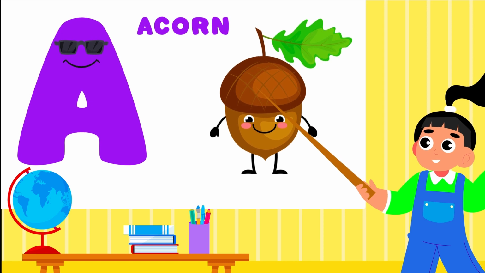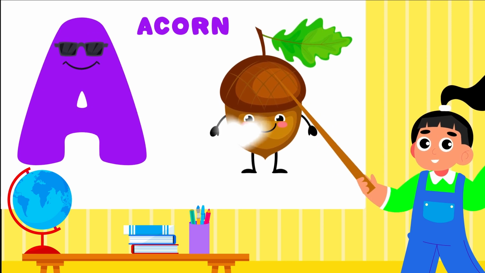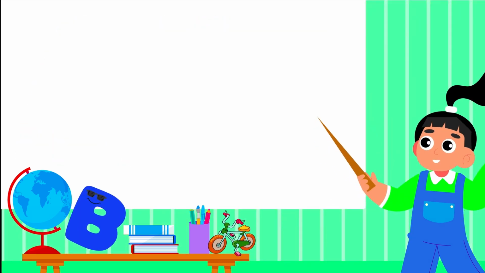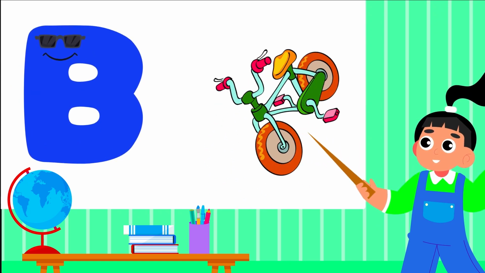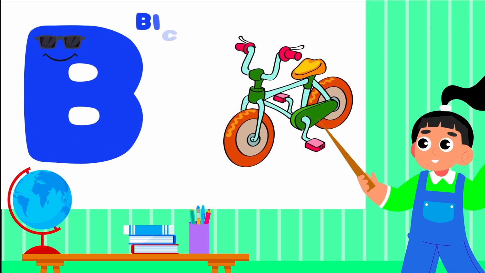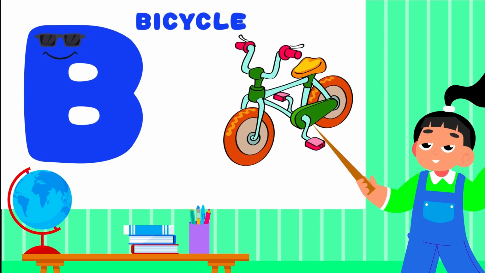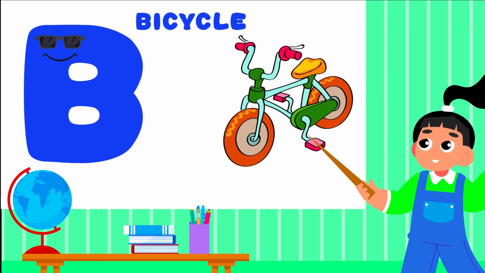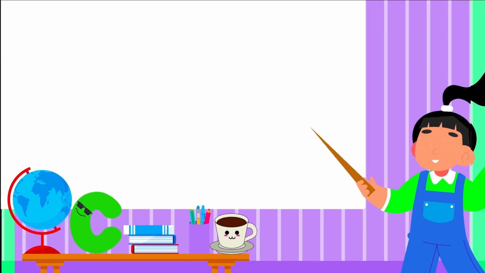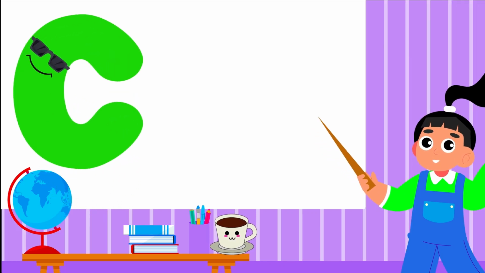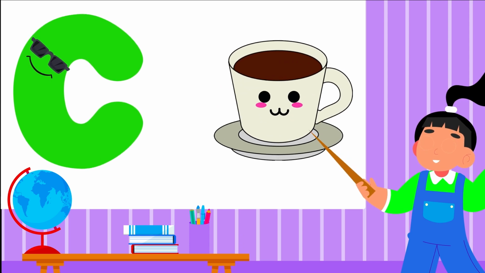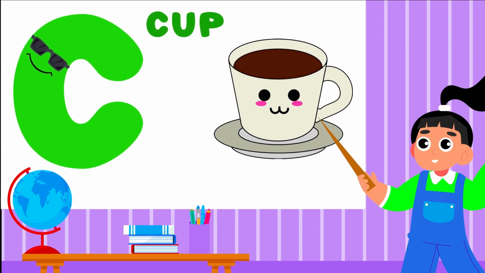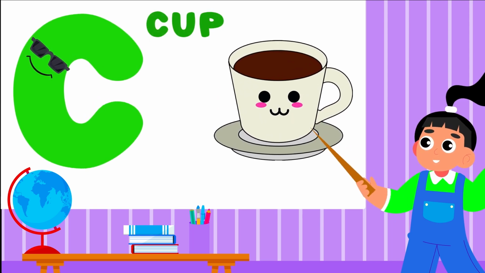A is for acorn. B. Bicycle. B is for bicycle. C. Cup. C is for cup.